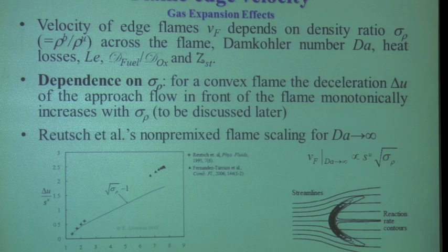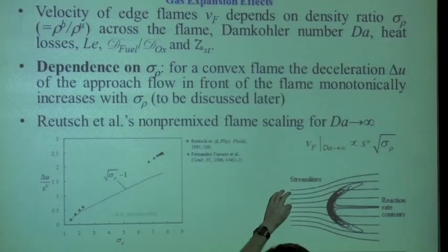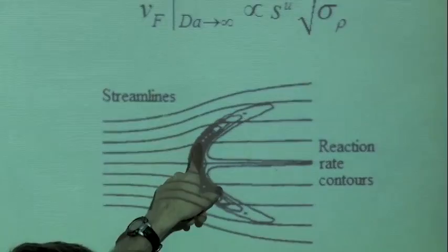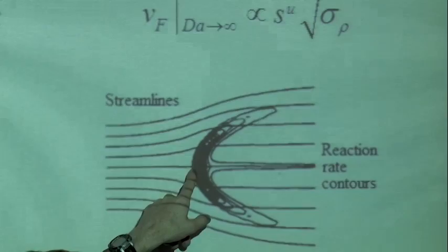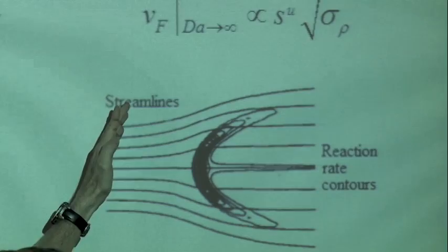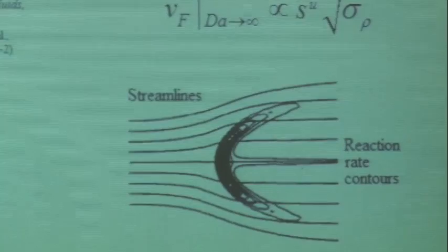So this would be a computation of a triple flame, reaction rate contours and streamlines, and you can see this divergence effect. So what this means is that if this leading edge propagates at some speed, it's actually going to be able to sit in a higher velocity flow than you might imagine, because if you try to characterize the flow by its bulk approach velocity, its local velocity that the flame's propagating into is lower. And so that makes the edge velocity higher.